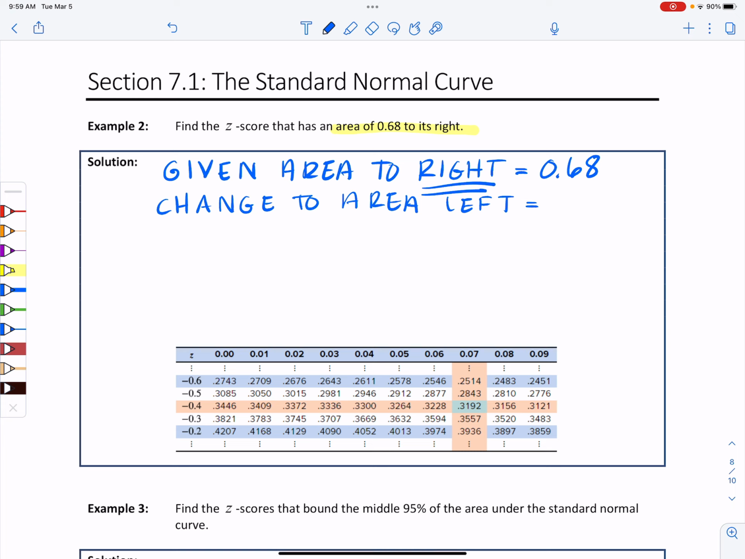The way we change direction under our standard normal curve, or any normal curve, is just to take that area and subtract it from 1. So the z-score that has an area left of 0.32 is the same thing as the z-score that has an area right of 0.68. And because my table uses area left, that's the one that I'm going to go with here.